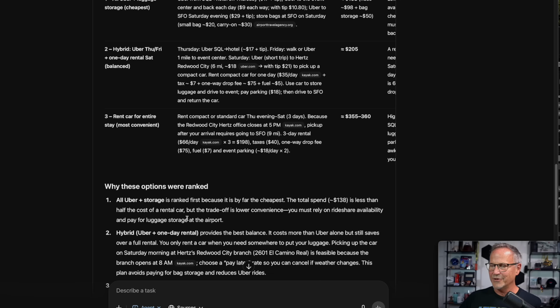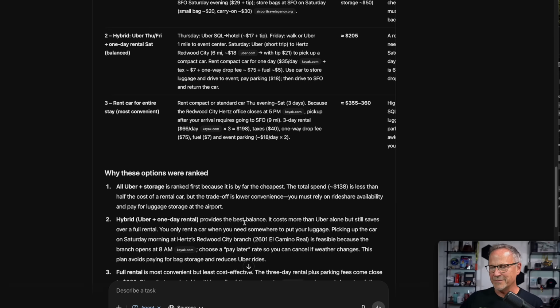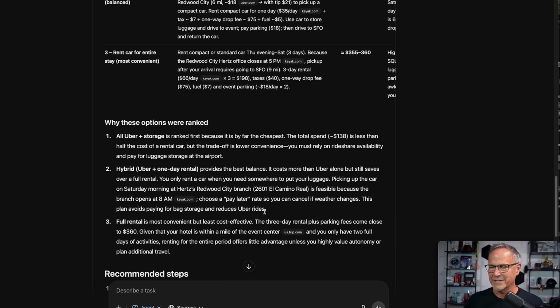And it says all Uber plus storage is ranked first because it is by far the cheapest. So that's really interesting. Total spend of about $138 is less than half the cost of a rental car. Jeez. But the trade-off is lower convenience. You must rely on rideshare availability and pay for luggage storage at the airport. I believe I can actually probably do it at my hotel, which will make it a little bit cheaper. So hopefully they'll do it for me for the cost of a tip or something. So that even reduced the price a little bit.